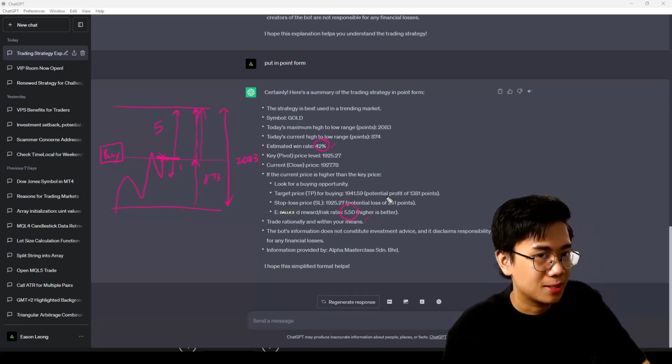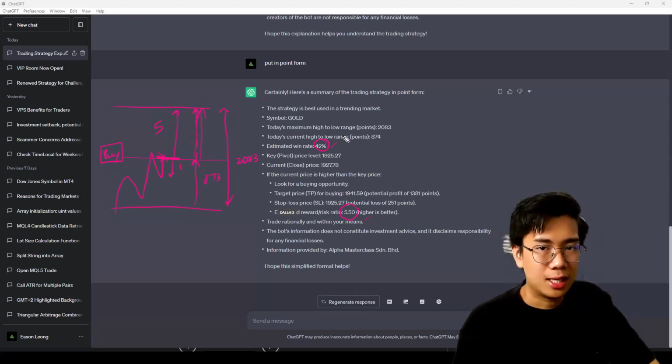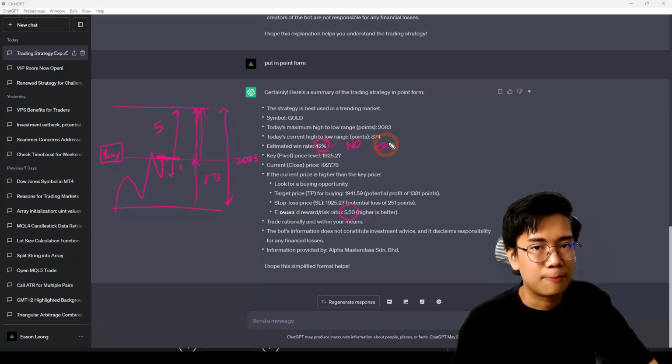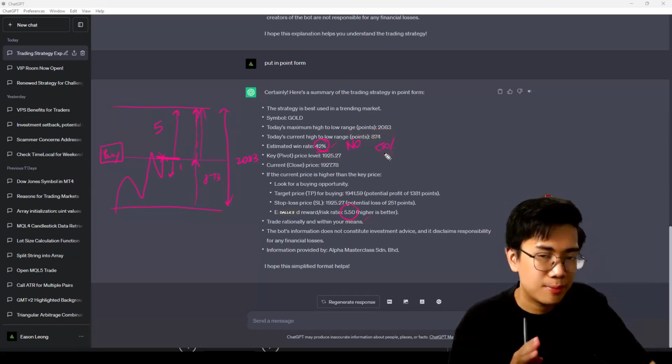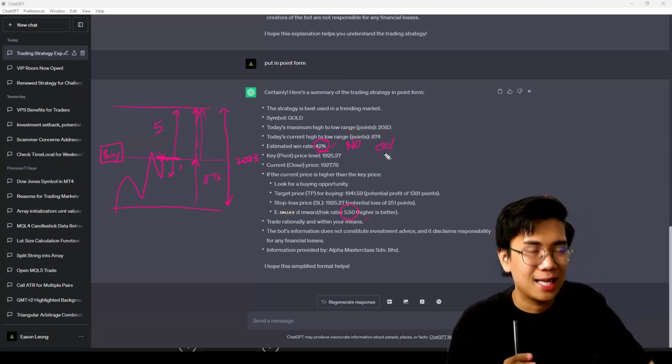No, less than 50%. Correct. So the answer is no, because this number is less than 50%. Okay, bare minimum, you should wait for 50%. At least 51%, a slightly higher chance to pass.